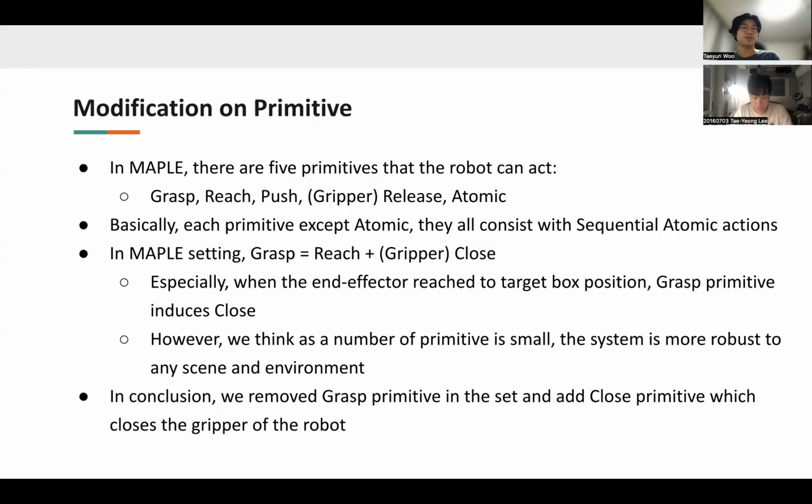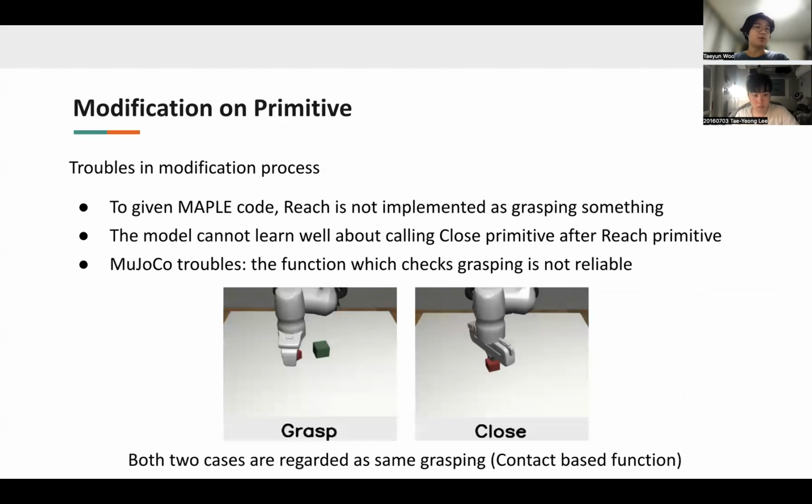However, we think as the number of primitives is small, the system is more robust to any scene and any environment. In conclusion, we removed the grasp primitive from the usable primitive set and added a close primitive which closes the gripper of the robot. However, there are some problems with the implementation. The MAPLE code is not implemented for grasping something, so we have to change this part of it.